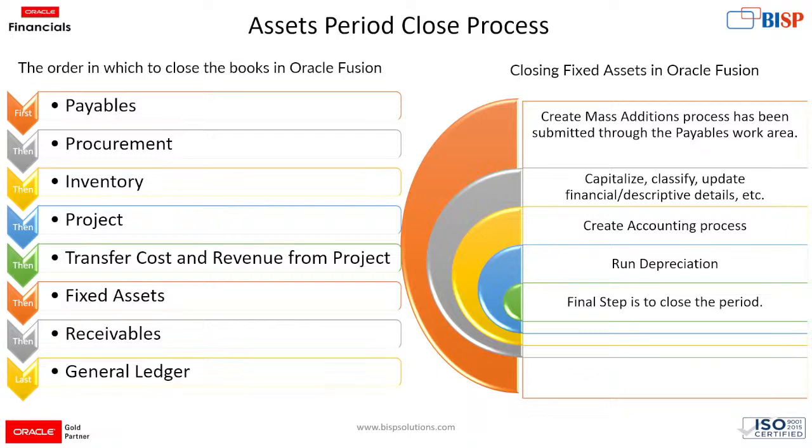Ensure that the Create Mass Additions process has been submitted through the Payables work area. This ensures that any invoice assets have been pushed through to the fixed asset module and can be processed accordingly. Once all assets are in the fixed asset module, process them as needed: capitalize, classify, update the financials or descriptive details, and so on.